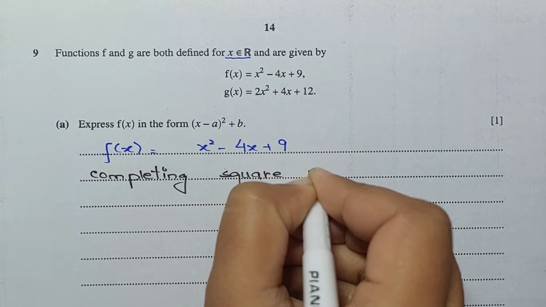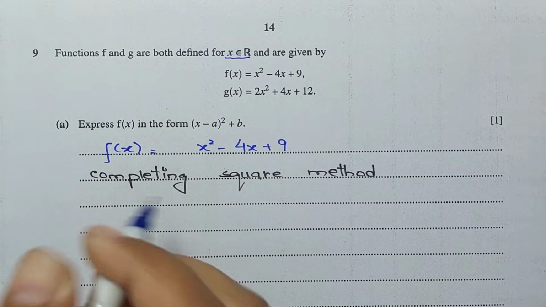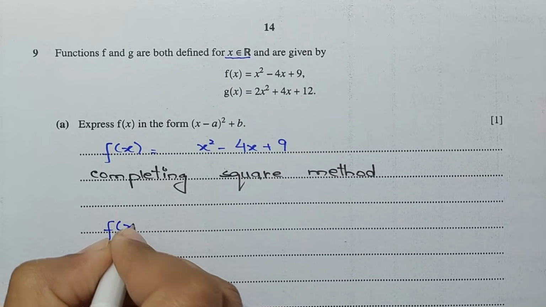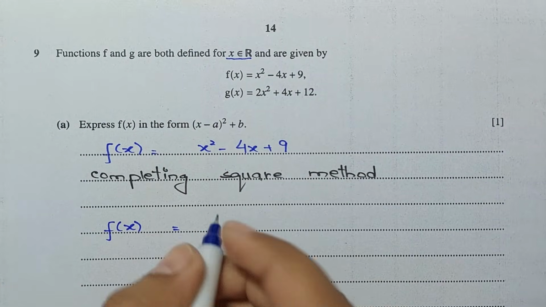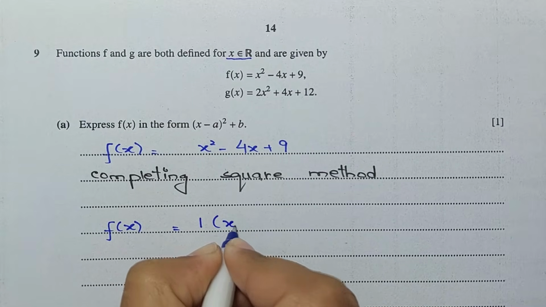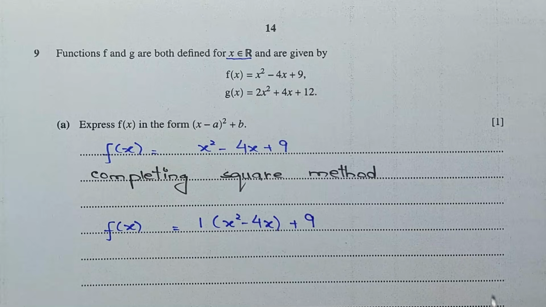Square method. So the completing the square method has a few steps, right? The first step is to take the coefficient of x square common from the first and the second term. The x square coefficient is just 1, take it common from the first term and the second term, and the third term is as it is, right?